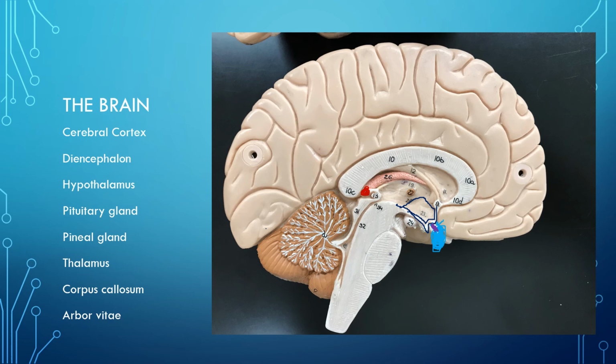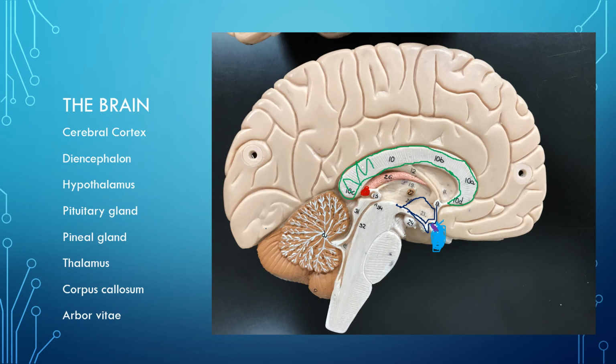The corpus callosum, which I'm going to highlight in green here, is kind of like a disc-shaped structure, superior to the thalamus and hypothalamus. It's superior to the diencephalon. It's this area right here.